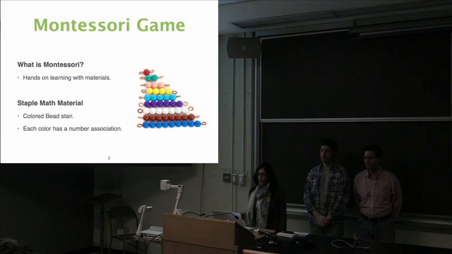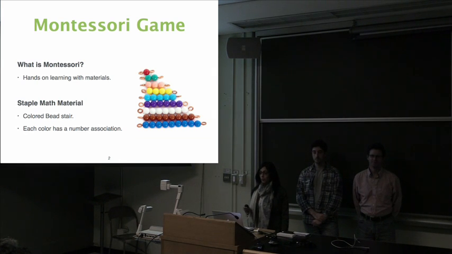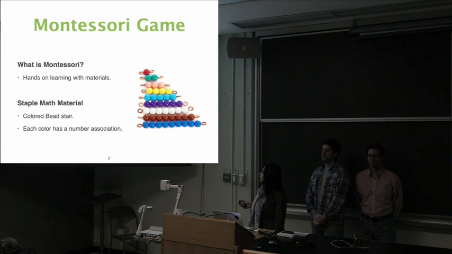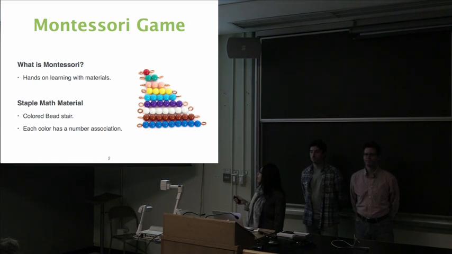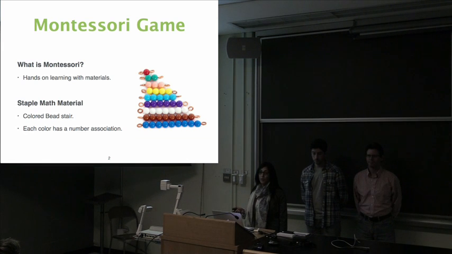I am a Montessori teacher. Montessori is a method of education where students learn in a classroom through hands-on materials. One of the staple math materials presented in a Montessori classroom is called the colored bead stair. This is here on the right. Each color has a number association. So red is 1, 2 is green, and it goes all the way down where you can see here dark blue is equivalent to the number 9.